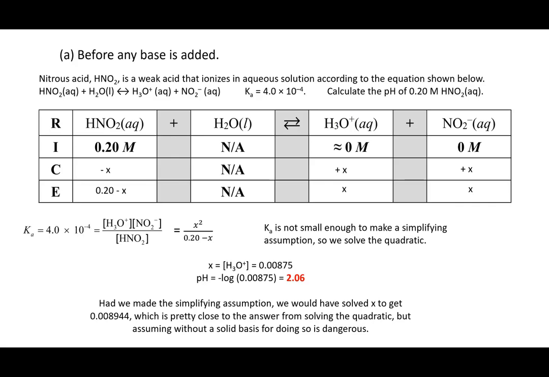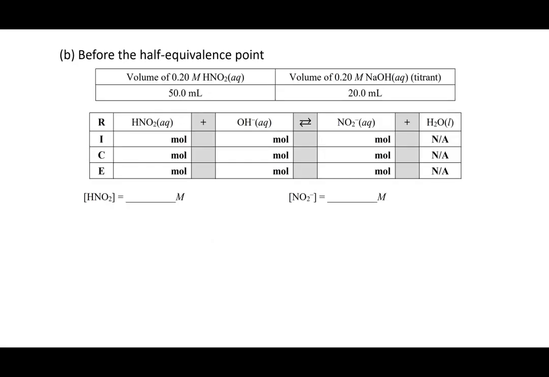All right, moving on to step 2, or step B. We add some base, and now we are before what we are going to call the half equivalence point. I'll explain that in just a minute after we get past this point. So here we've got 0.2 molar HNO2, 50 milliliters of it, and we add to that 0.2 molar sodium hydroxide, a strong base, 20 milliliters of it. Now, if we add these two volumes together, we get 70 milliliters or 0.07 liters.